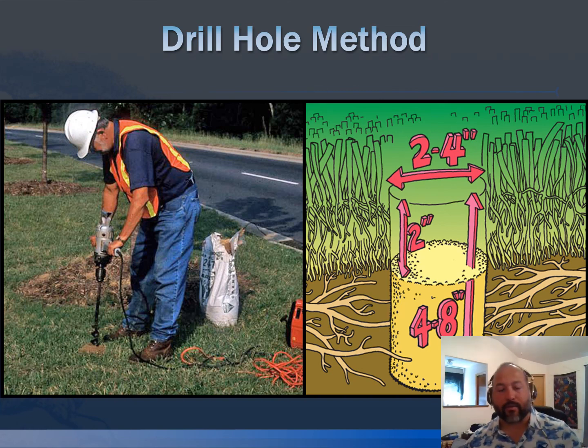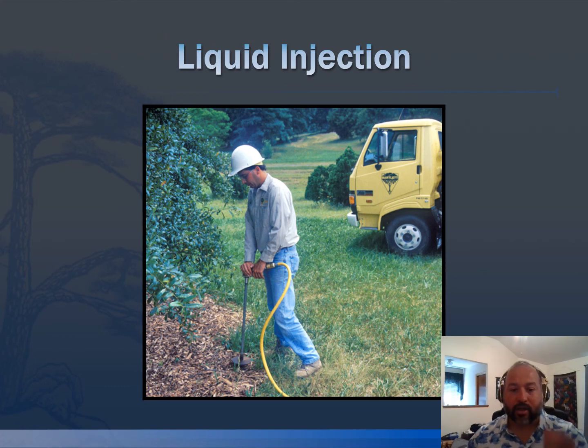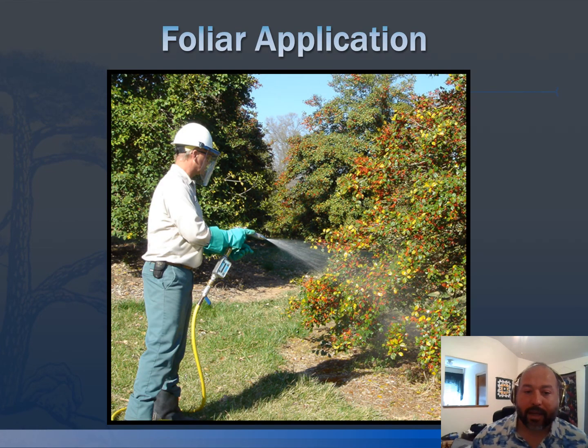And if you say to yourself, well, if I'm doing this drill hole method, do I just drill this one hole and I'm good? No, you'd be drilling multiple holes and trying to spread it out around the tree. Liquid injection is a pretty similar process to the drill hole method. Foliar application, like we said, is usually going to be a spray, a micronutrient spray, and you're basically just spraying the leaves.